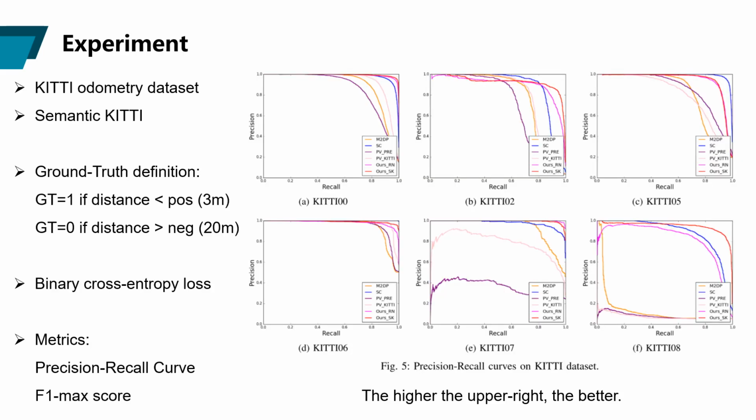In experiment, we evaluated the proposed method over the KITTI odometry dataset. The ground truth poses are used to determine if there is a loop closure. The ground truth is either 0 or 1, as we simplify this problem to a binary classification task. We train the model with a binary cross entropy loss function.